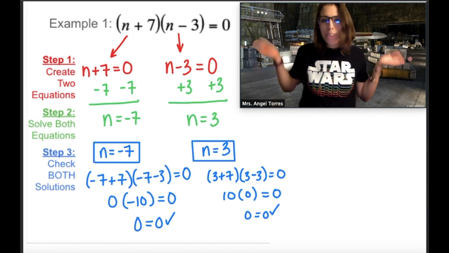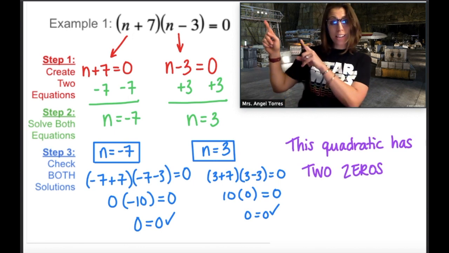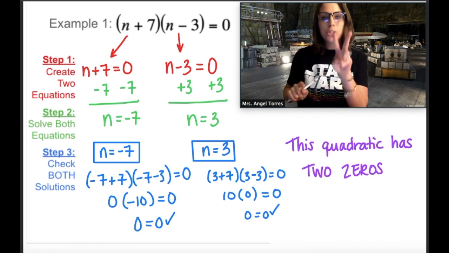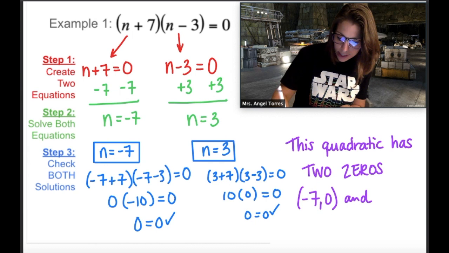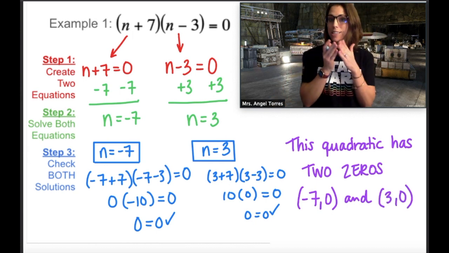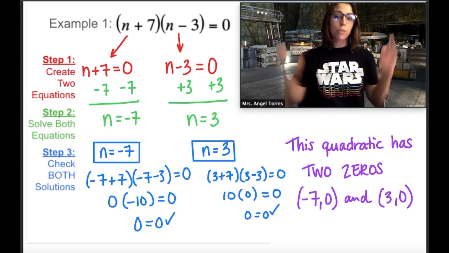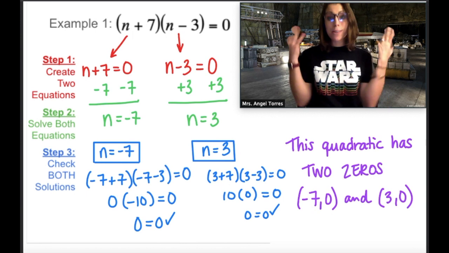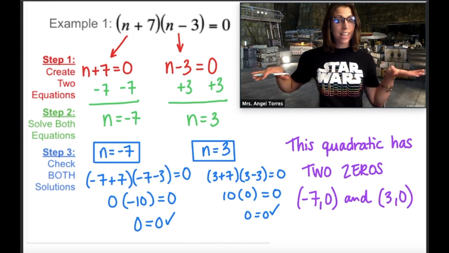So what does all of this actually mean? This means that the quadratic here that's written in intercept form has two zeros, and those zeros are (-7, 0) and (3, 0). Imagine a parabola with the vertex somewhere in between, crossing over here at -7 and also over here at +3. We have now successfully solved this quadratic, no graphing needed.